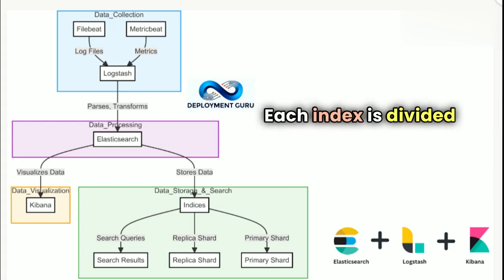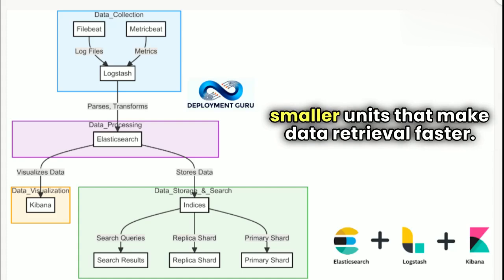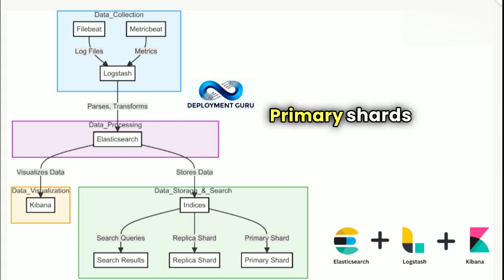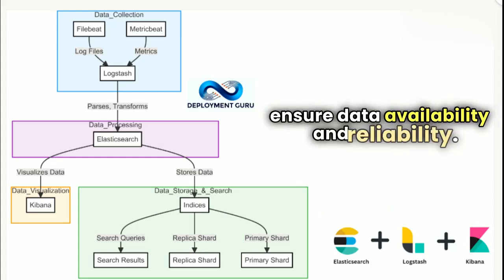Each index is divided into shards, which are smaller units that make data retrieval faster. There are primary shards and replica shards. Primary shards hold the original data, while replica shards provide redundancy to ensure data availability and reliability.